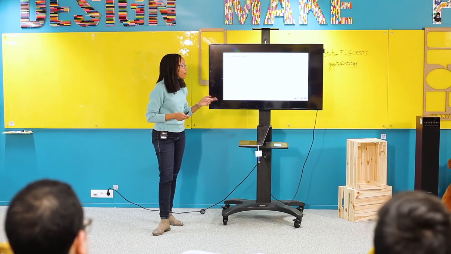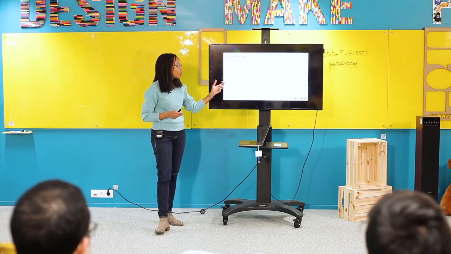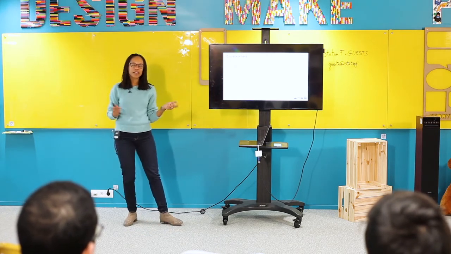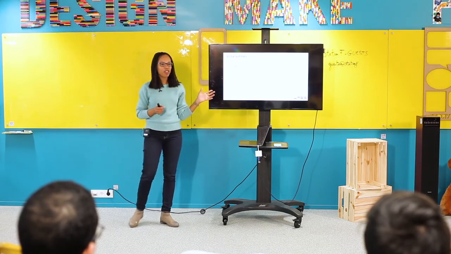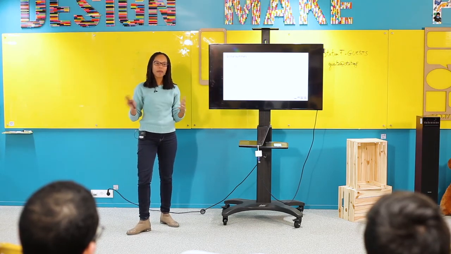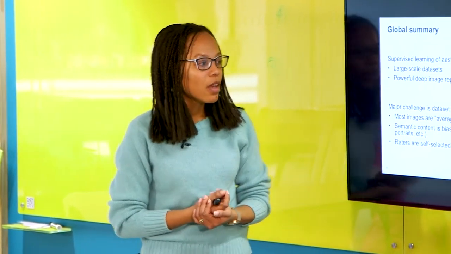So some challenges, I mentioned them before. As I said, most images are average. So this means that even though I think our method is pretty good at saying whether a good image is good or a bad image is bad, it's not going to be very fine-grained about it. So if you want an image that's a 10 out of 10 versus one that's an 8 out of 10, it's not going to be able to make these types of distinctions.